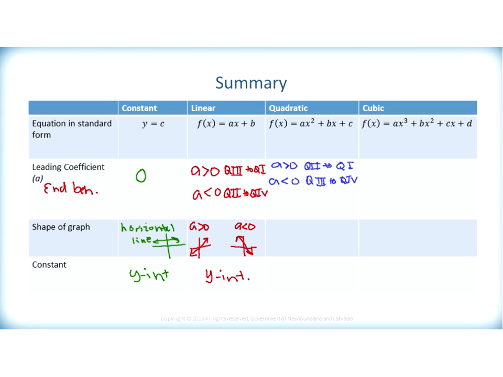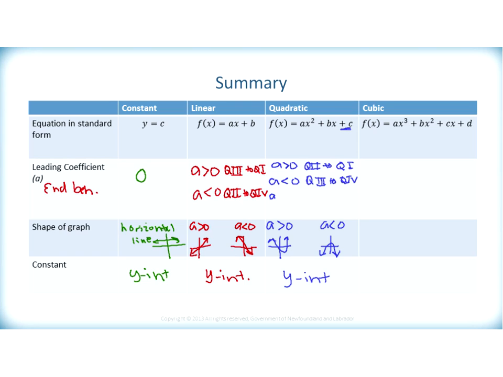So for the shape of the graph, for a greater than 0, you're going to see it open upward. For a less than 0, it would open downward. And of course, the constant term will tell us the y-intercept again.